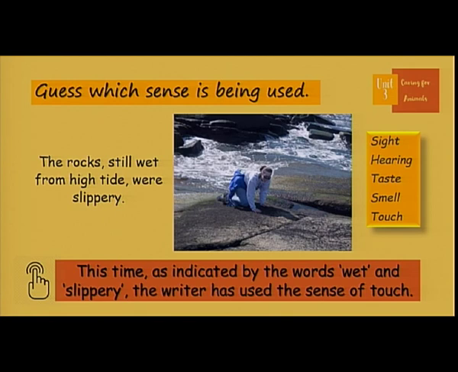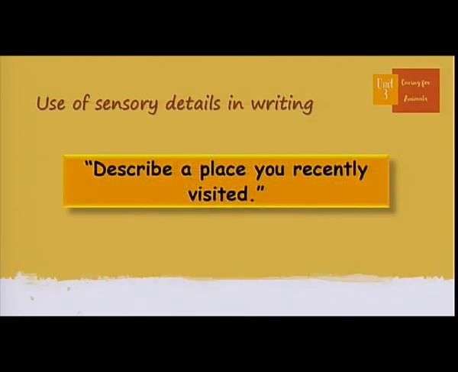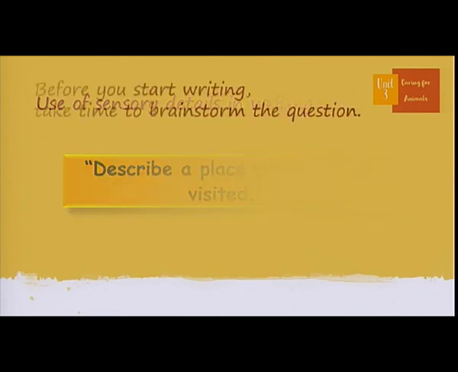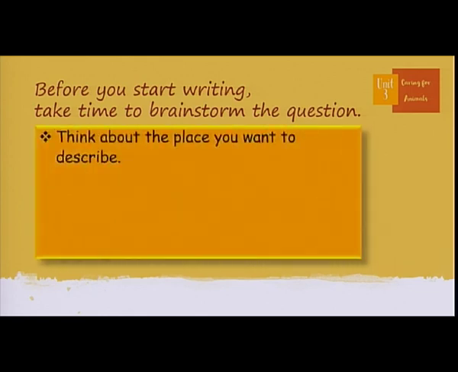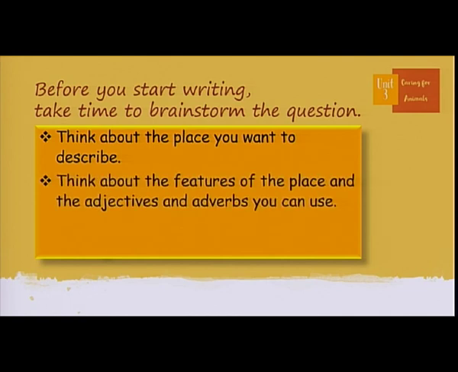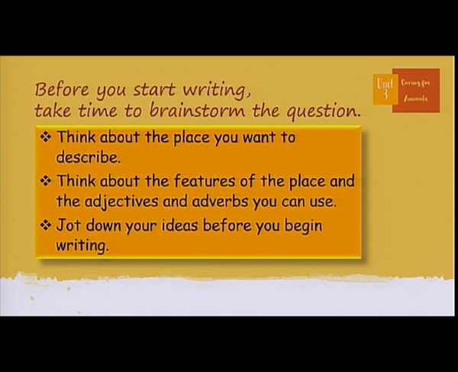Now that you have an idea about how we use sensory details in writing, have a look at the following topic. Describe a place you recently visited. Before you start writing, take time to brainstorm the question. Think about the place you want to describe. Think about the features of the place and the adjectives and adverbs you can use. Jot down your ideas before you begin writing.